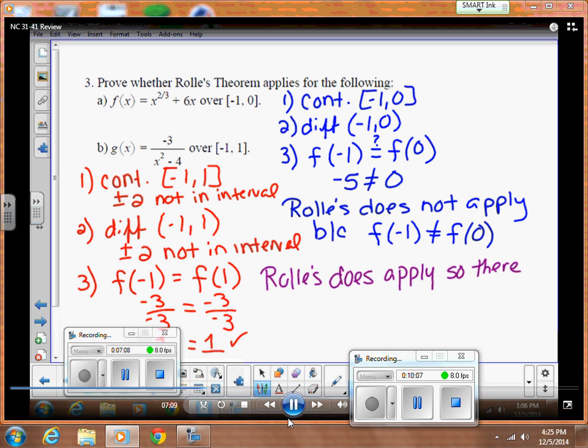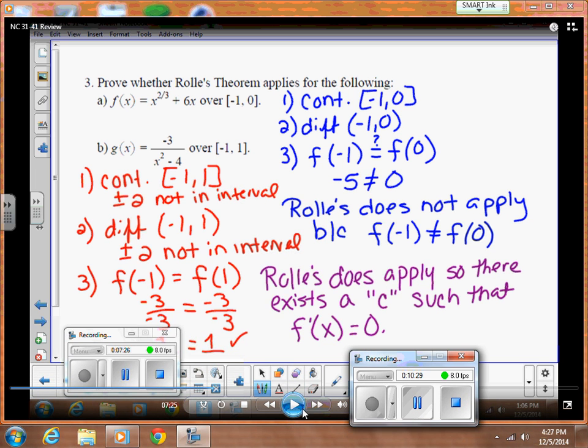So what does that mean if Rolle's theorem applies? It means that there has to exist some value c in that interval from -1 to 1 such that f prime of x is equal to 0. In other words, there has to be a horizontal tangent somewhere on this graph within that interval.